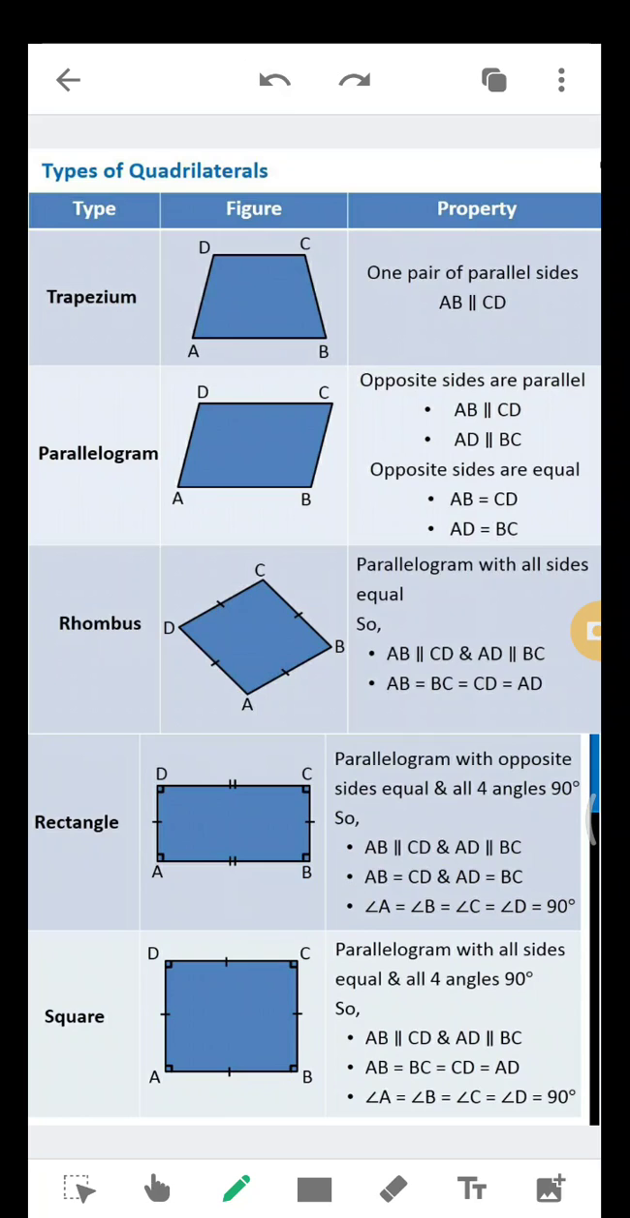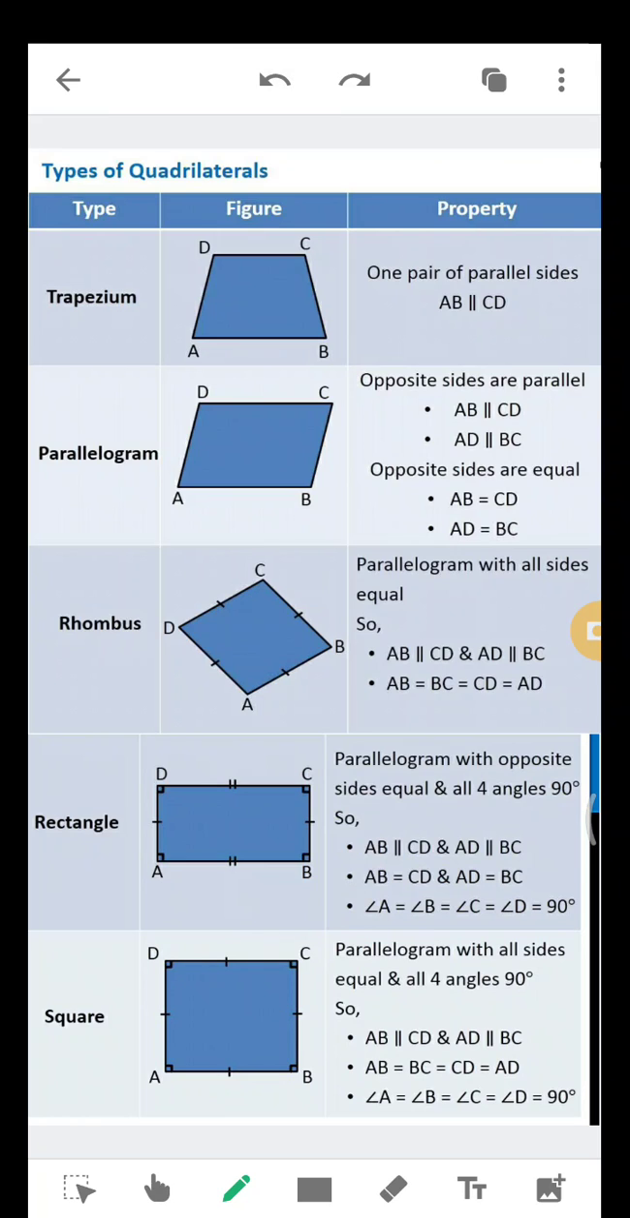Then the last one is a square. How are square and rhombus different from each other? In square and rhombus there is a difference of only angle. You can see a rhombus becomes a square if all the angles become 90 degree. So in a square opposite sides are parallel and opposite sides are equal, or all sides are equal, I can say. Yes, all sides are equal and opposite sides are parallel. Each angle is 90 degree in it.